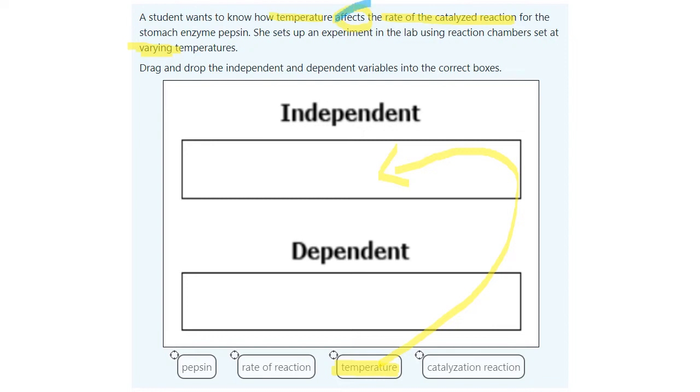We're looking at the effect on the rate of reaction. The effect on something is always going to show you the dependent variable. So we are looking at the rate. We are looking at the rate of the catalyzed reaction. So the rate of reaction is the dependent variable. This is what is being measured. This is what is being counted, if you like.